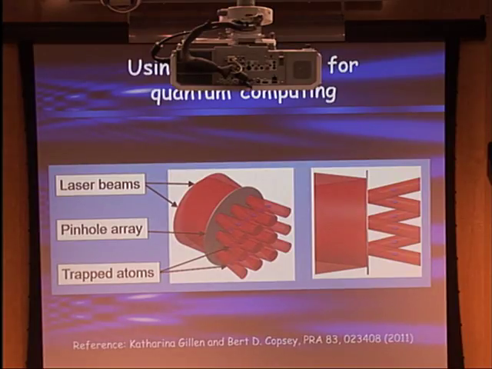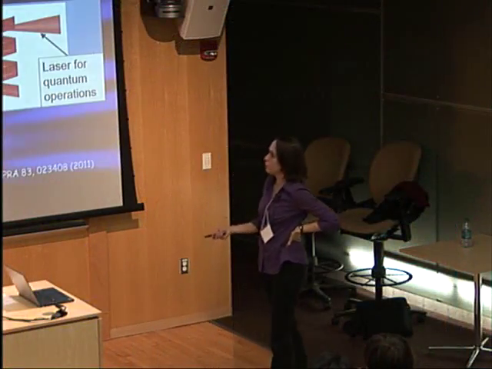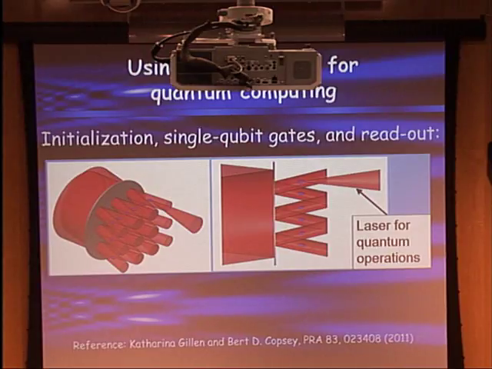Cool. And now let's do some quantum computing with these. If I want to do a single qubit gate, or initialize the state of a certain qubit, or read it out, because this is a two-dimensional array, I'm free to send in a laser beam from the third dimension to communicate with it. We get to choose the distance between the pinholes, so we can make them comfortably far apart so that we can focus our laser beam down enough to address only the qubit that we want to reach and not the neighbors.